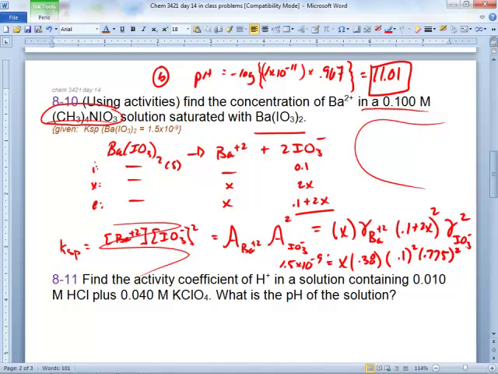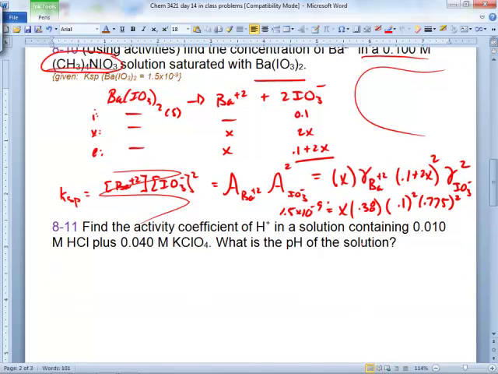Let's see. Negative... divided by 0.38. Divided by 0.1 squared. Divided by 0.775 squared. I got about 6.6 times 10 to the negative 7. Oh, good deal. Okay, so that's what I got for X.